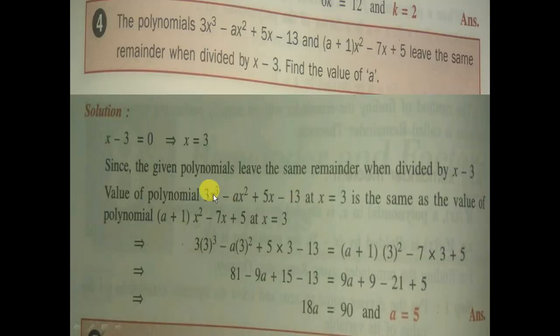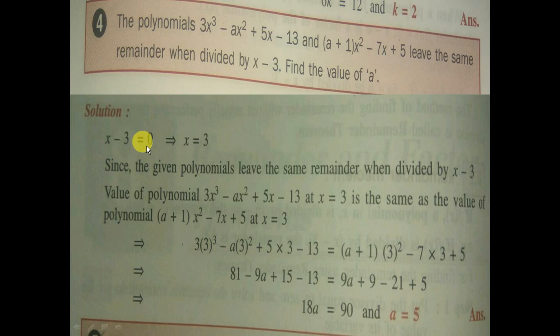Now, one more example. Polynomial. See, once again, same type of question. 3x cube minus ax square plus 5x minus 13. And one more leaves the same remainder. We don't know what the remainder is, but the same remainder when divided by x minus 3. Find the value of a.